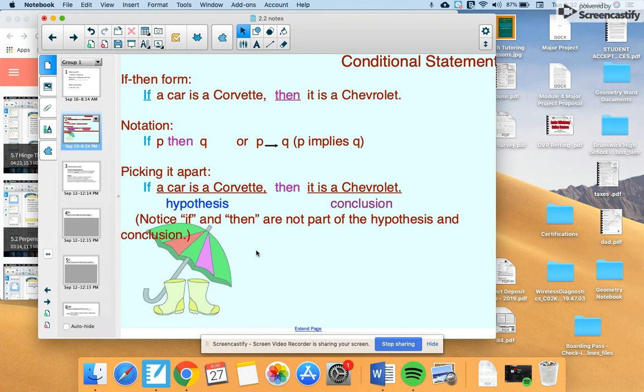To determine your hypothesis and the conclusion, the hypothesis comes after the if statement, and then the conclusion comes after the then statement. So if we pick it apart, we have if a car is a Corvette, then it is a Chevrolet. So a car is a Corvette is the hypothesis, and our conclusion is it is a Chevrolet. If we notice, the if and the then are not part of the hypothesis or conclusion. So if you're asked to just list the hypothesis or just list the conclusion, then you're just looking for the statement that comes after the if and after the then.